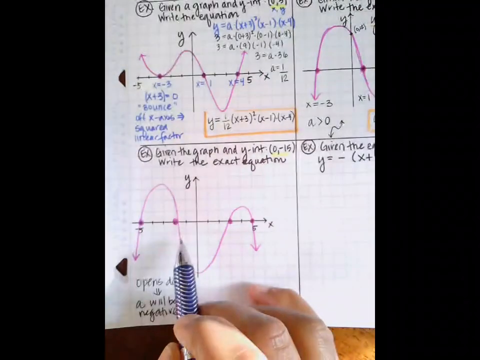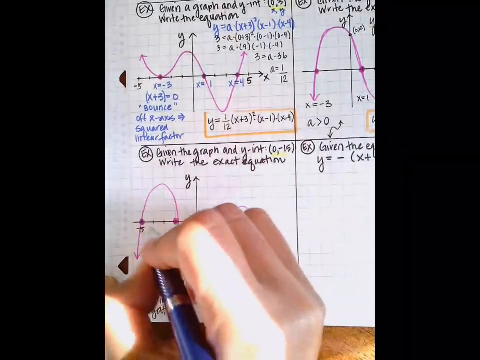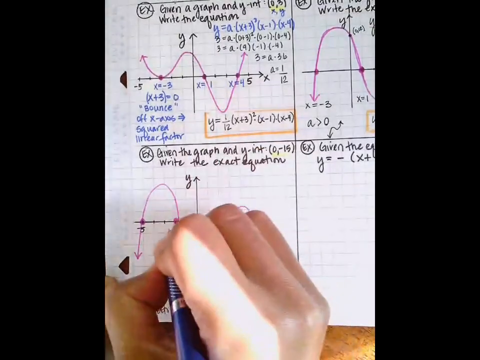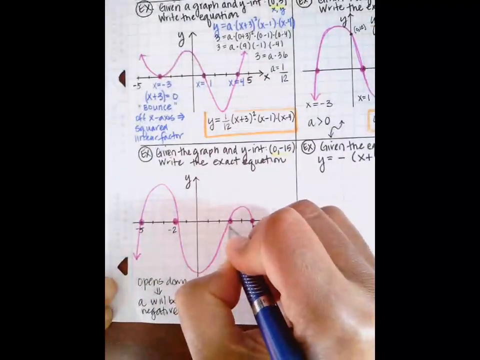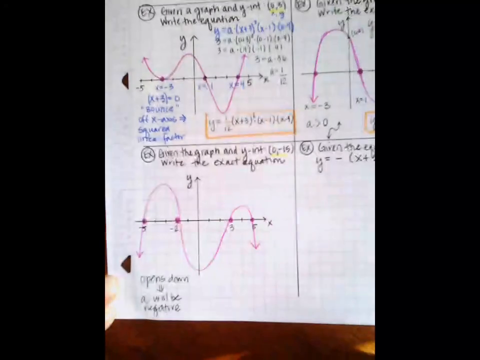So let's label where our x-intercepts are. It looks like we've got one of them here at negative 5, the other one at negative 2, the next one at 3, and then they have that one at 5.